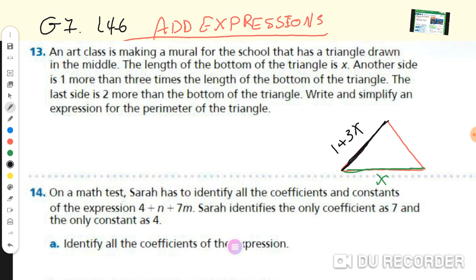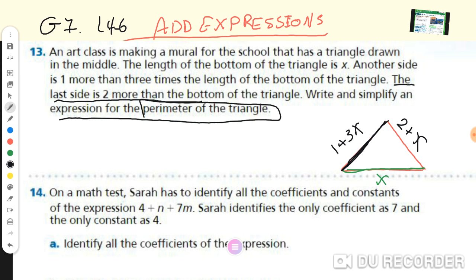Okay? What about this last one? The last side is 2 more than the bottom. 2 more than, so it's 2, more than, it's plus, what? x. So 2 more than the bottom. It's more than the bottom. So we have the 3 sides now. He asks me to write an expression for the perimeter of the triangle.